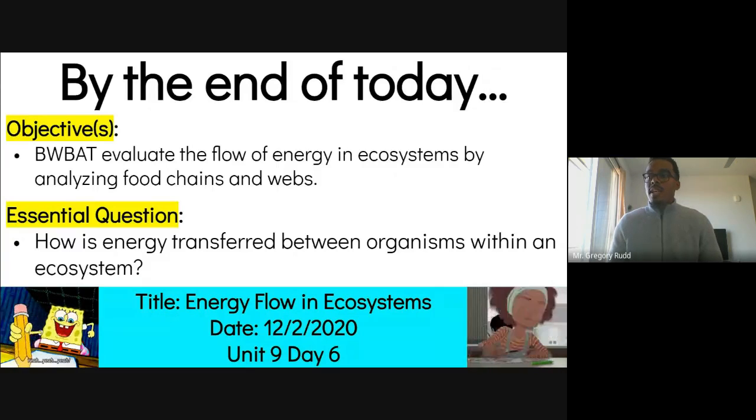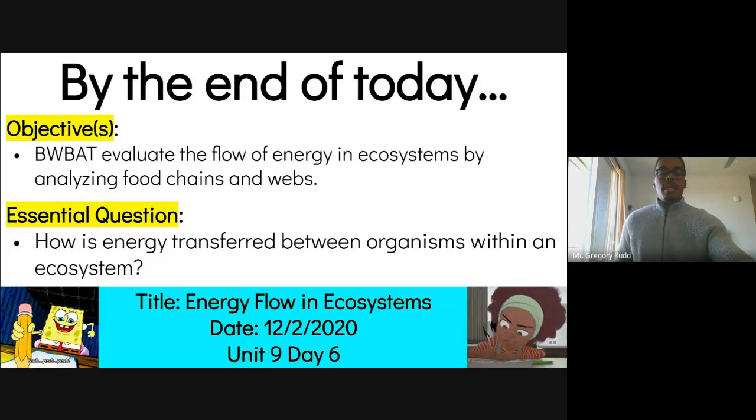The objective for today's lesson is to evaluate the flow of energy in ecosystems by analyzing food chains and webs. And the essential question that we seek to answer: how is energy transferred between organisms within an ecosystem? So please do make sure that you have that introductory information written down, and we will go ahead and get started. It should be a quick lesson.